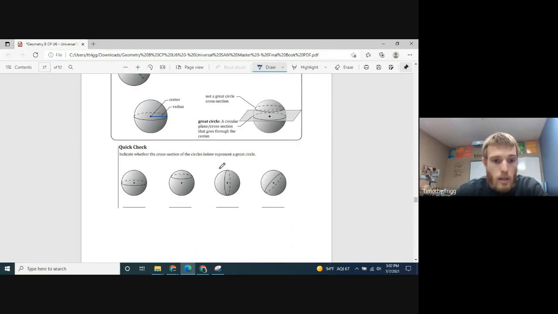Okay. So indicate whether each cross section of the circles below represents a great circle. So the cross section needs to go through the middle. So this seems to look like that's a great circle there. So we're going to put yes. This one, no. You can see it doesn't go through the middle there. This one does. And this one does. Okay, so 3 great circles, 1 that's not a great circle.